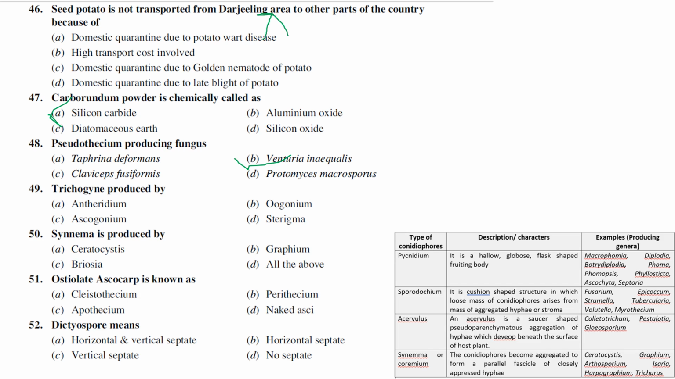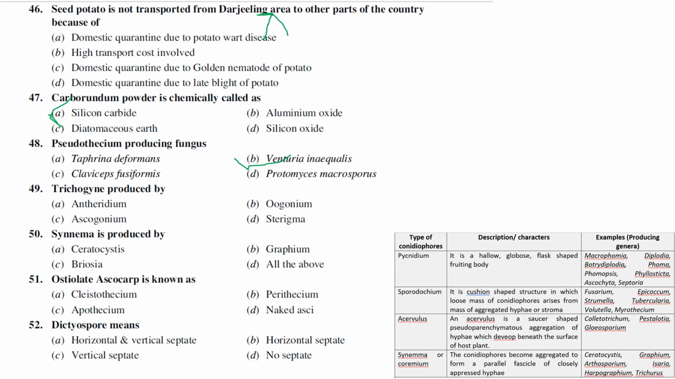Why is it called ascogonium? Because if it is formed in the Ascomycota group of fungi, it is called ascogonium. If this female reproductive organ comes under Oomycota, it is called oogonium. Based on the classification, the name of the female reproductive organ changes. Generally, trichogyne is produced by females, sometimes males also. And coremia are produced by pycnidium, sporodochium, acervulus, coremium.